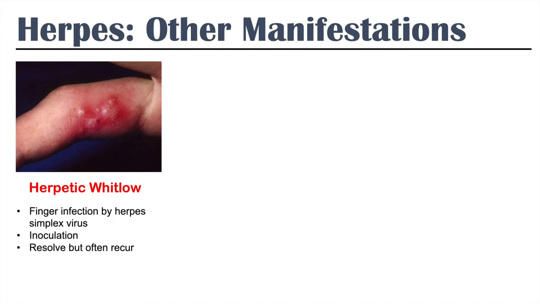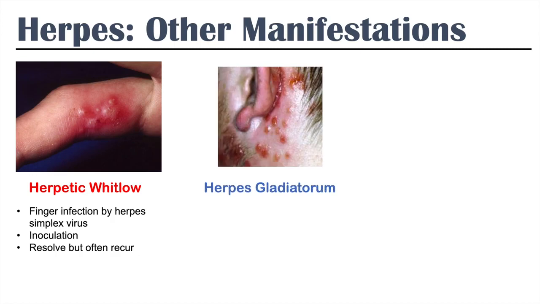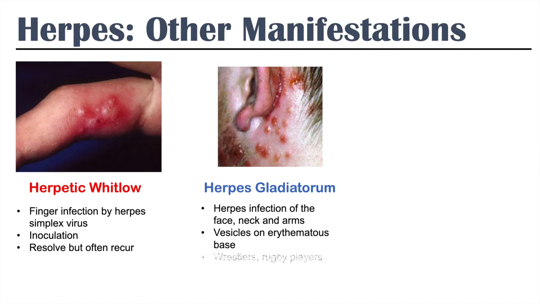Again, it's inoculation. Again, this will resolve, and again, it will often recur because that virus hangs around in your neurons. So another manifestation of cold sores or herpes can be herpes gladiatorum. Herpes gladiatorum is basically a herpes infection of the face, the neck, or the arms. So again, same thing as before. There's an inoculation of a certain site, not a lip, not a finger, but a face, neck, or arm. And again, you get vesicles on an erythematous base, just like we said before with oral herpes.